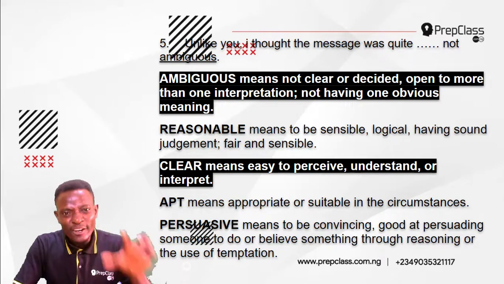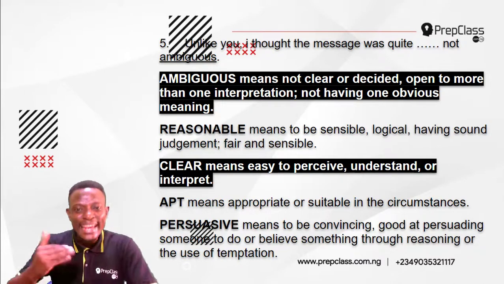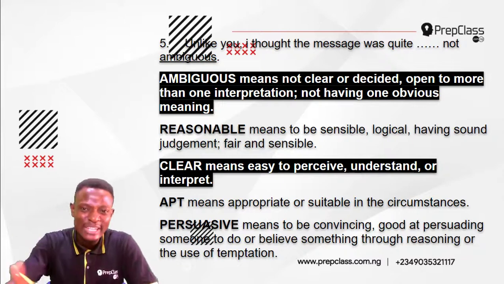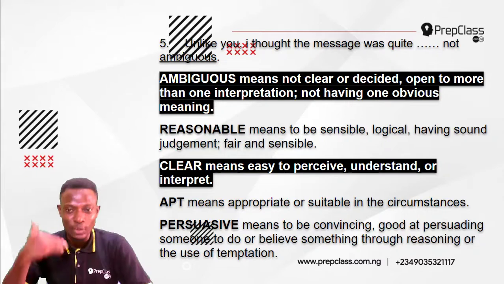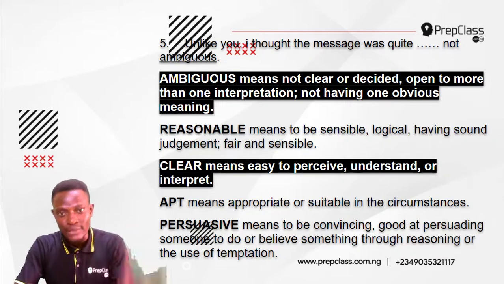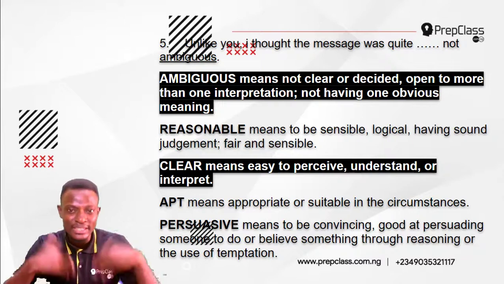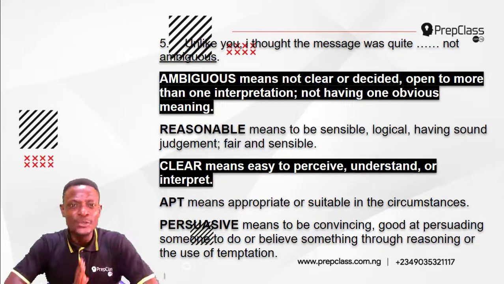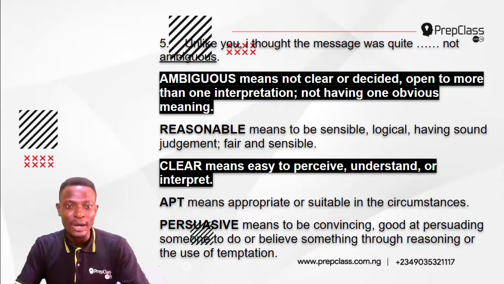The most nearly opposite in meaning to ambiguous is option B, clear. Clear means easy to perceive, understand, or interpret. When the message is clear, it is easy to perceive and understand. It is easy to interpret. But when the message is ambiguous, it is not clear. It is not easy to interpret because it appears like it has numerous interpretations. So the most nearly opposite in meaning to ambiguous is clear.